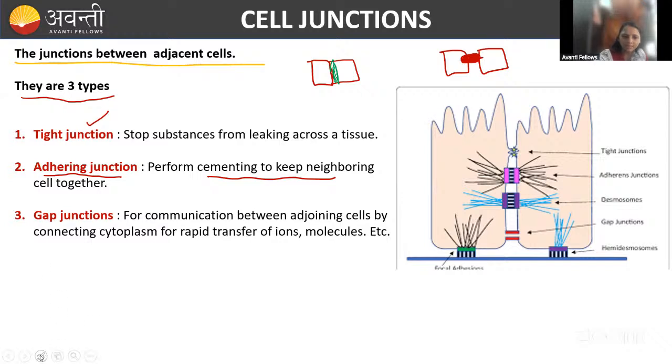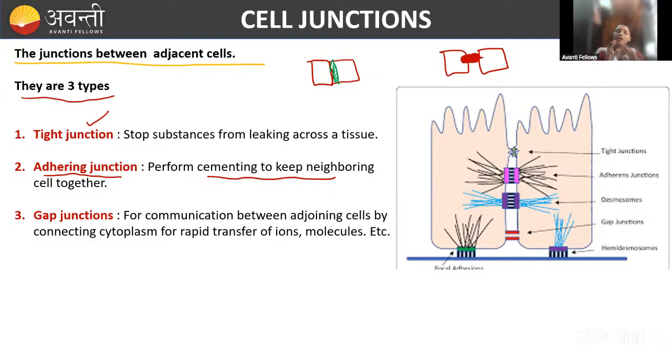Then coming to the gap junction. Here the two cells are acting as friendly neighbors. For example, if in one home they prepare pulao or biryani or something, they will give it to the neighboring home, right? The same kind of thing happens in the gap junction also.